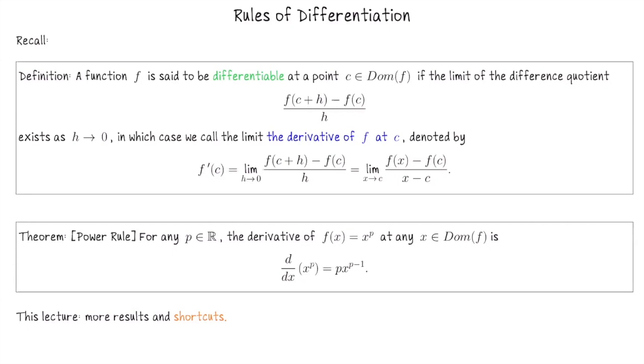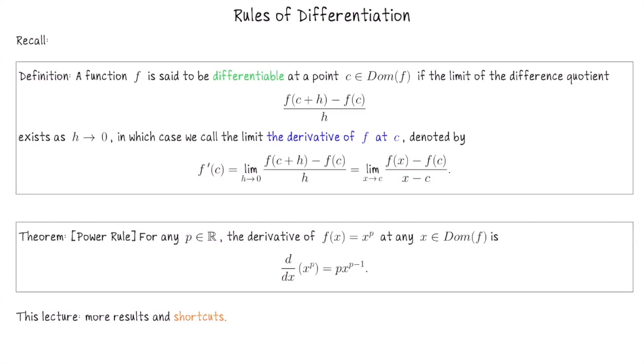Notice both of these difference quotients are rise over run. It's a change in outputs divided by a change in inputs. So this, of course, is what we call the difference quotient, and rise over run we associate to this notion of slope. Today we're going to look at a lot more rules.